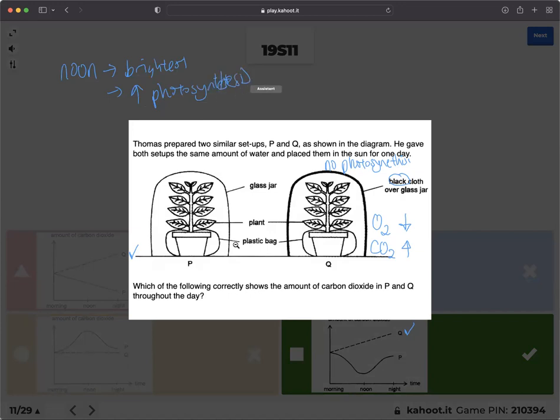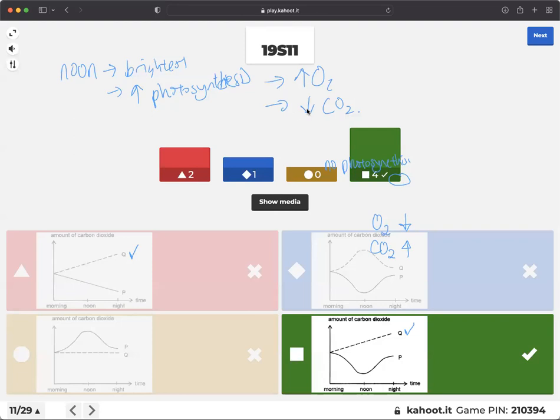Okay, meaning that it will have the greatest oxygen and the lowest CO2. Clear so far? So you look at the answer here. Which one will have the lowest CO2 at noon? Only this one. Okay, so this should be wrong.